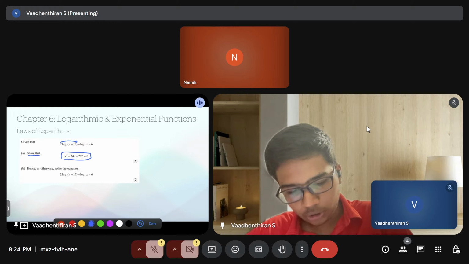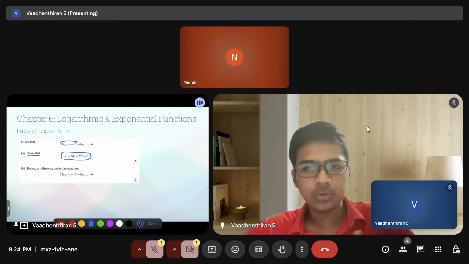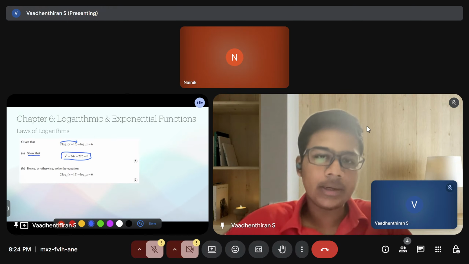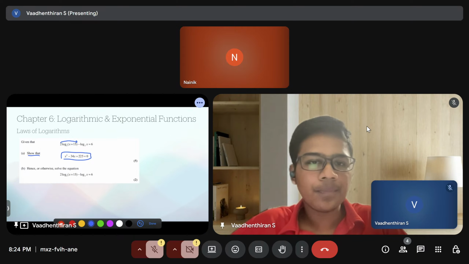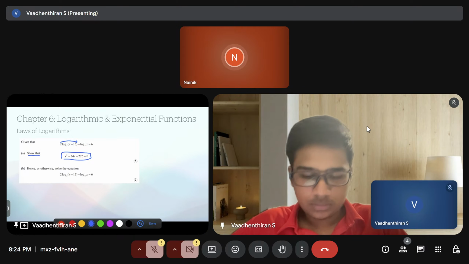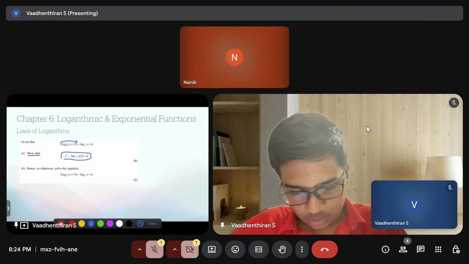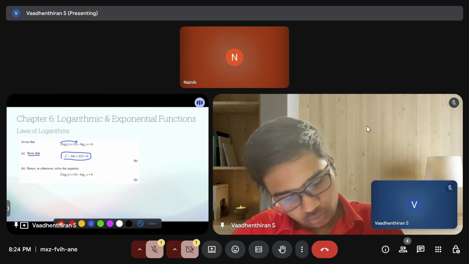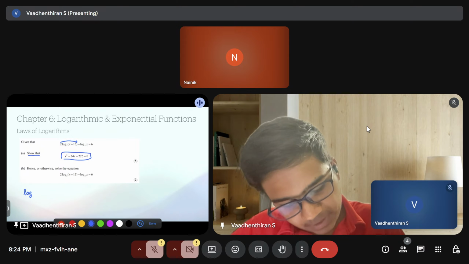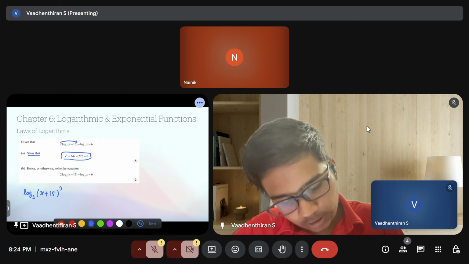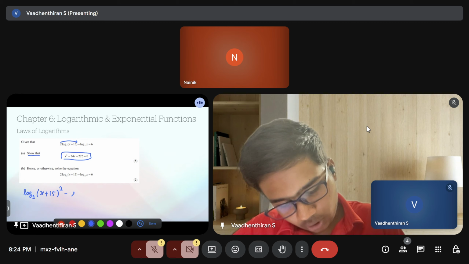Because you need to remove the logs from the whole thing, so you make it to the same log. 2 log 2 and log 2 are different. But log_2 (x plus 15) is different from log_2 x, no? No, wait, the base is same. I'm not talking about the power. So the base is same here. So you can just make the squared here minus log_2 x equals 6, right?